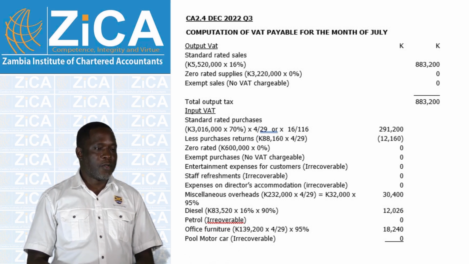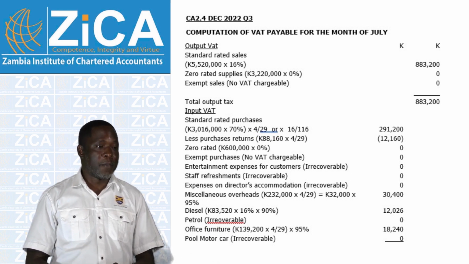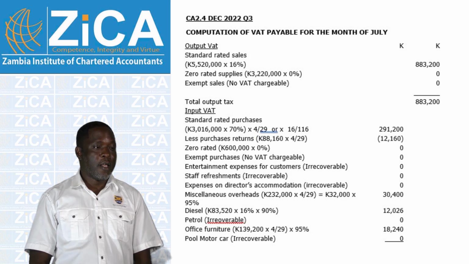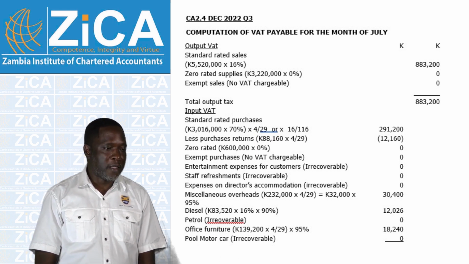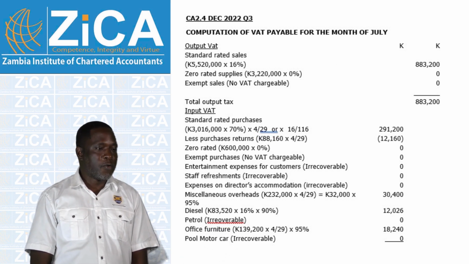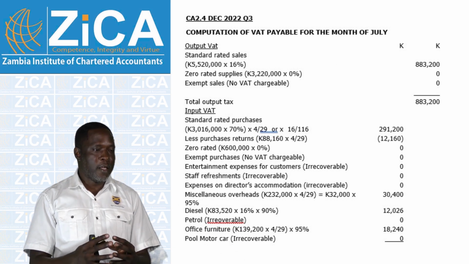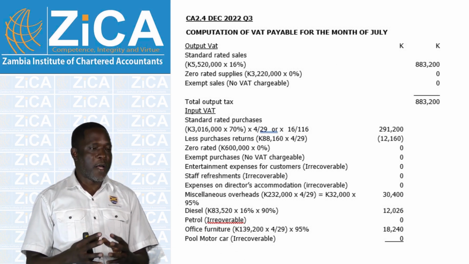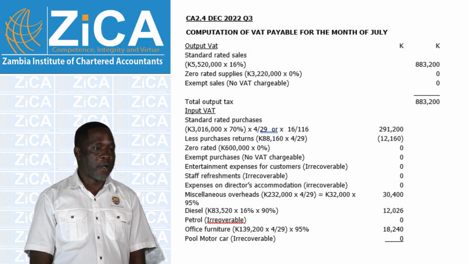Then the total supplies, that is all the sales, taxable supplies, zero rated supplies and exempt supplies, all together we are told in the question that amounted to 9.2 million. So when we get the total value of the taxable supplies, that is, we add 5.52 million plus 3.22 million, then we divide by 9.2 million, it is giving us 95%. So that is the percentage which we are going to use to determine how much of the input VAT incurred on the miscellaneous overheads will be recoverable.